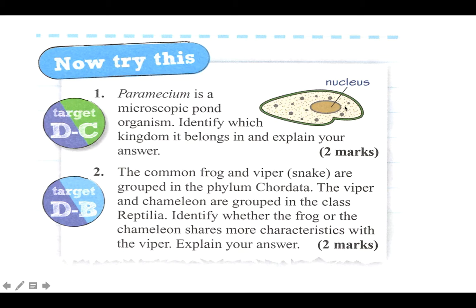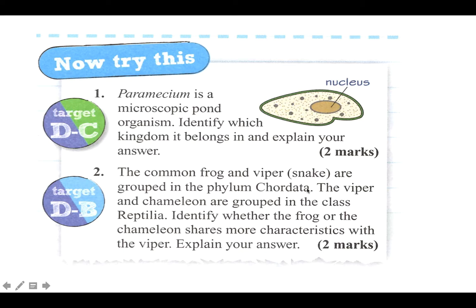Now, if we look at this, this is a unicellular organism. Therefore, it can only be classified either as a protoctista or as a prokaryote. Okay? Now, it also has a nucleus. Therefore, this should be a protoctista. Now, it asks you to explain your answer. So if you said protoctista, you got 1 mark. And your second mark comes from saying because it is unicellular with a nucleus. That is your second mark.